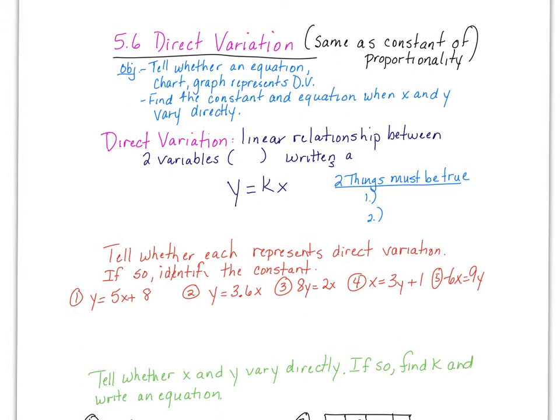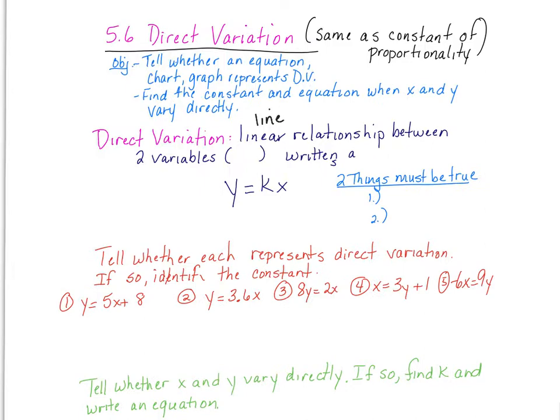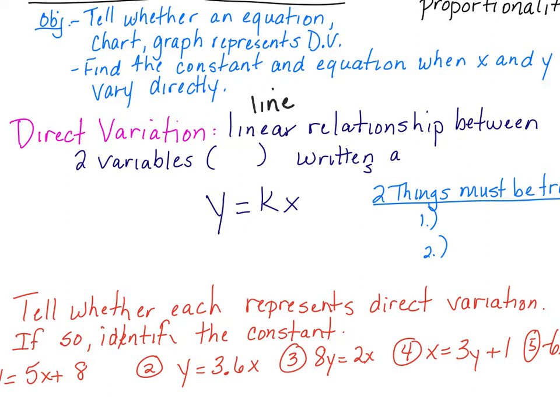So direct variation is a linear relationship between two variables. What does linear mean? What word do you see in there? And don't tell me ear. What word do you see in there, Jared? Line. It's going to be a line, right? Through two variables. What two variables do we use when we're looking at a line? Jackson? X and Y.